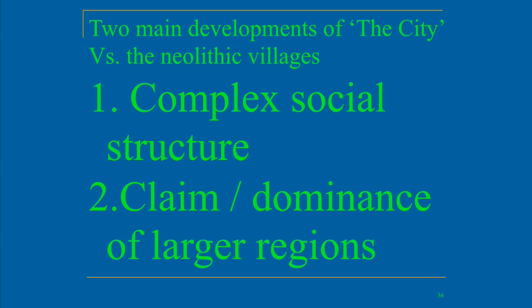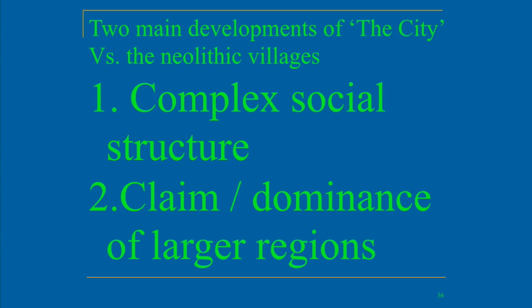of the city versus the Neolithic villages is number one, complex social structure. In a village in the Neolithic times, there was maybe a leader, but that was it. Everybody just kind of listened to the leader and did whatever the leader said. But in a complex social structure, you have bureaucrats, one of my favorite B words in world history. Bureaucrats are people who do just government positions, government jobs.